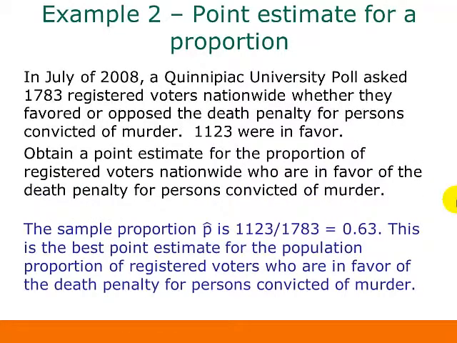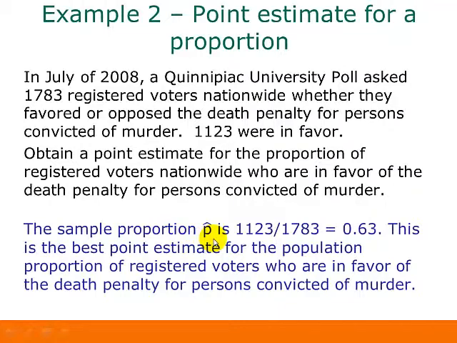Here's another example. In July of 2008, a Quinnipiac University poll asked 1,783 registered voters nationwide whether they favored or opposed the death penalty for persons convicted of murder. 1,123 were in favor. Obtain a point estimate for the proportion of registered voters nationwide who are in favor of the death penalty for persons convicted of murder. Again, what we're asked for here is a point estimate for the population proportion.